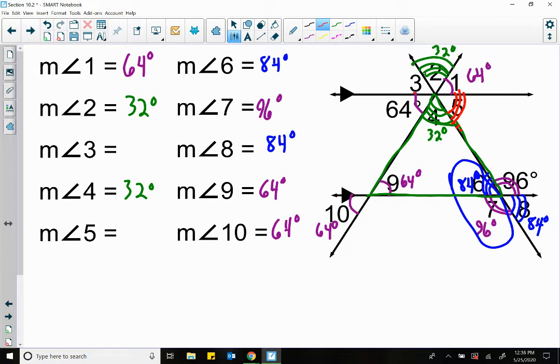That's why I had to erase all that. I was making 5 marks, and it's really not 5, it's 3. So we now know that angle 5 has to be 84 degrees. Corresponding, alternate interior, using 360 or the 180, lots of ways to get that. And since angle 5 is 84, so is angle 3.